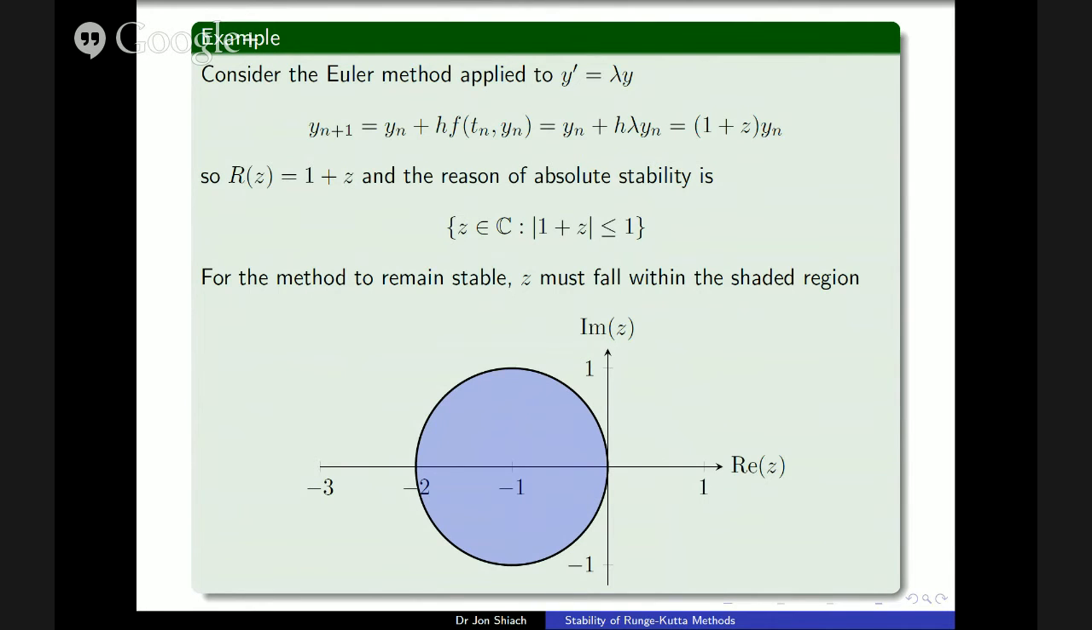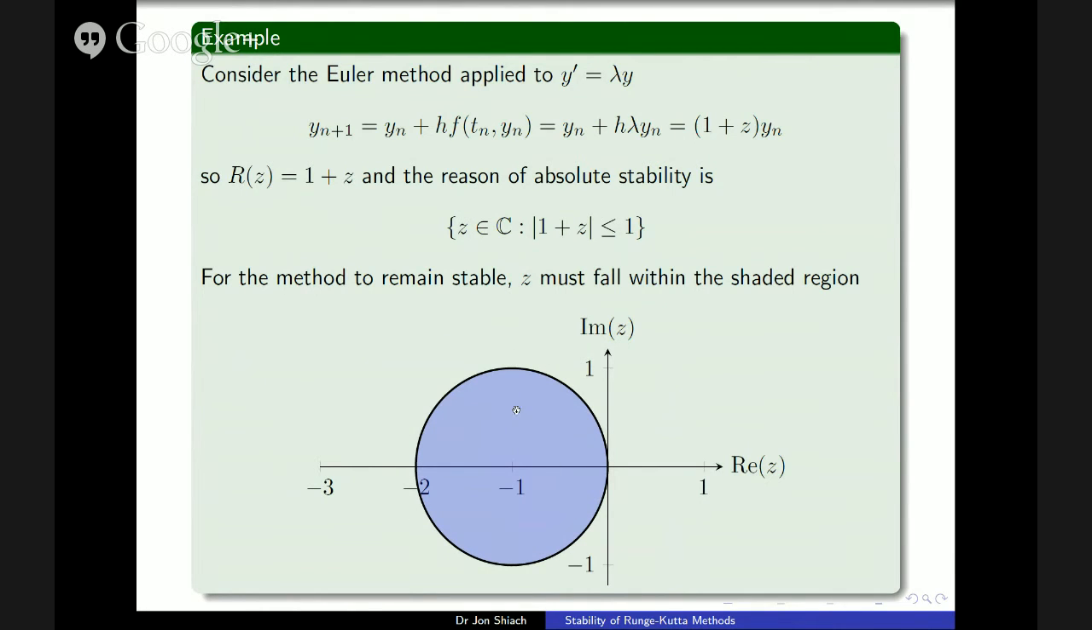The modulus of a complex number is the real part squared plus the imaginary part squared, add them together, square root, that's your modulus. In other words, it's Pythagoras applied to the real and imaginary parts. So what this means is if I was to graph the region of absolute stability for the Euler method, we have this region here.